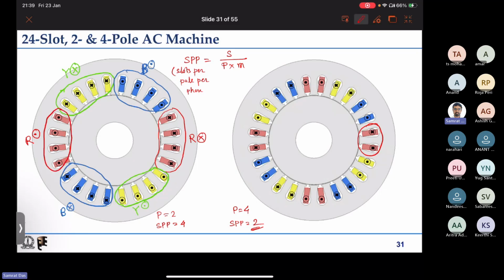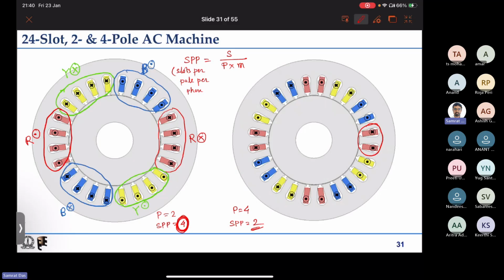So the sequence in which we go is, first we fill 4 slots, which is nothing but the slots per pole per phase number. We fill 4 slots with red cross. Then we move ahead and fill again the same number, that is 4 slots with blue dot conductors. Then we fill 4 slots with yellow cross conductors. Then the sequence continues, and as such we have six belts in total.